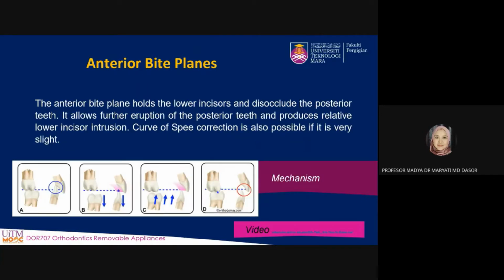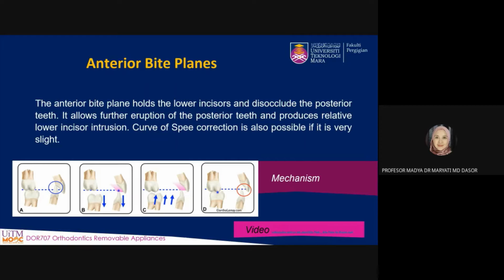There are a few mechanisms highlighted in anterior biteplane. The first one is that anterior biteplane holds the lower incisors and disoccludes the posterior teeth. This will allow the eruption of posterior teeth and produce relative lower incisor intrusion, as highlighted in this diagram. This also will have some effect in the curve of Spee correction, where the curve of Spee presents with very minimal curve.